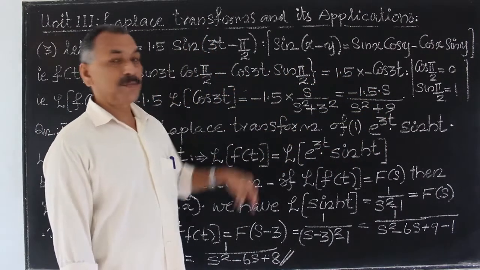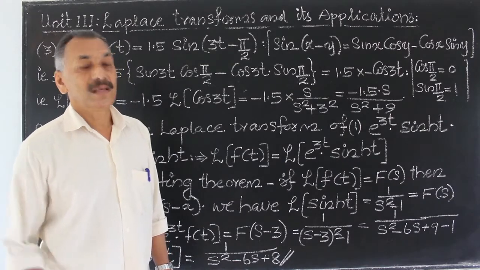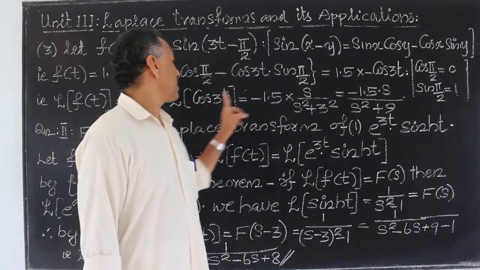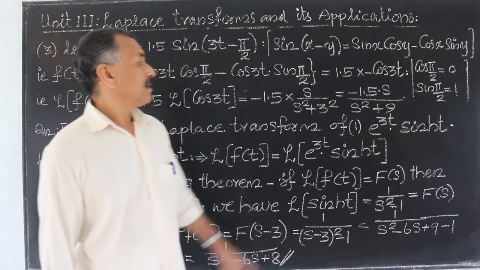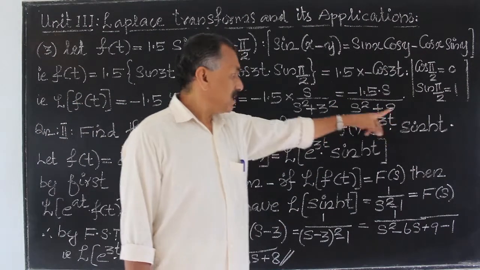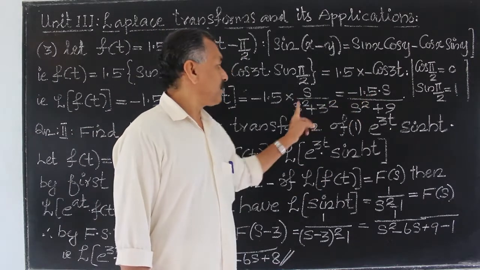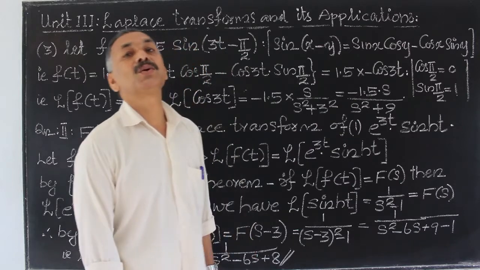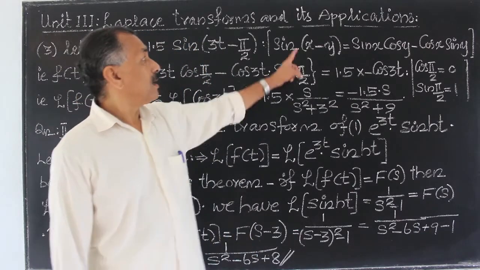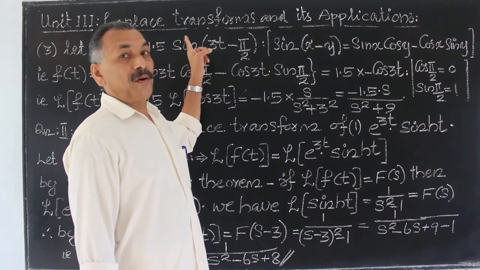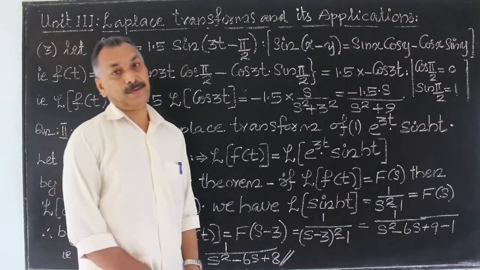That is equal to minus 1.5 into what is Laplace transform of cos at? s divided by s square plus a square. Here a is equal to 3. That is minus 1.5 into s divided by s square plus 3 square, where a is equal to 3. That is Laplace transform of 1.5 into sin of 3t minus pi by 2.